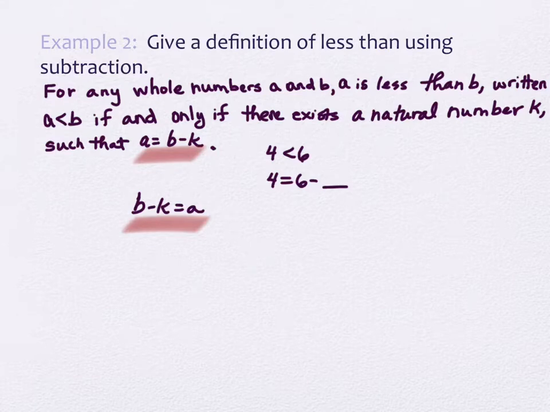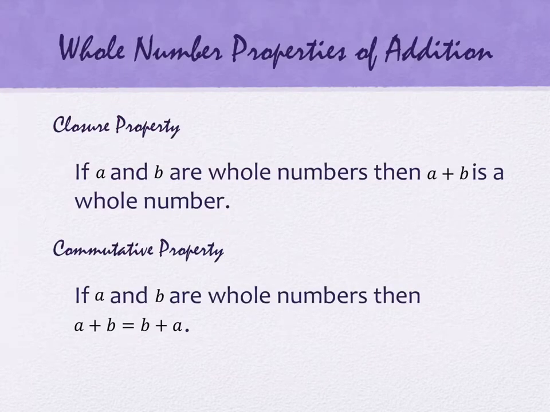Today we're going to start our discussion of properties. We have 4 whole number properties for addition. And as we expand into subtraction, multiplication, and then eventually integers later on in chapter 5, we are going to keep coming back to these definitions over and over again. So our first property is the one that trips people up the most. It's called the closure property. The closure property says if A and B are whole numbers, then A plus B is a whole number.